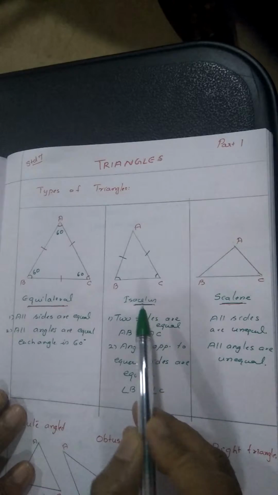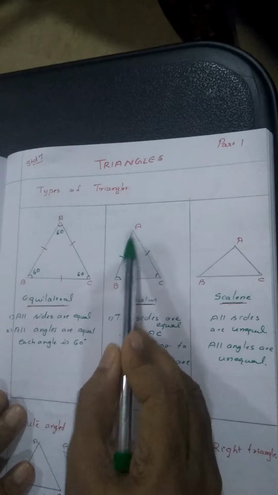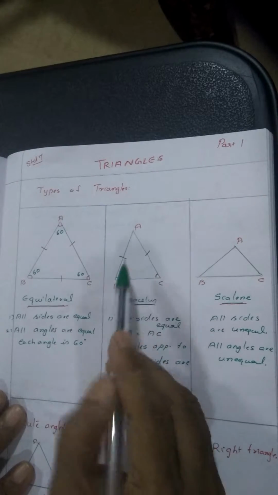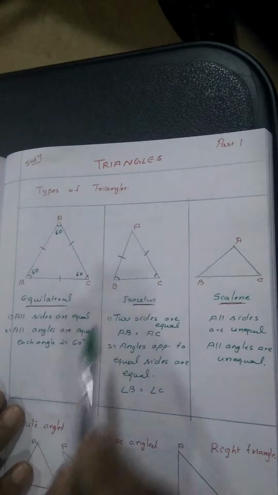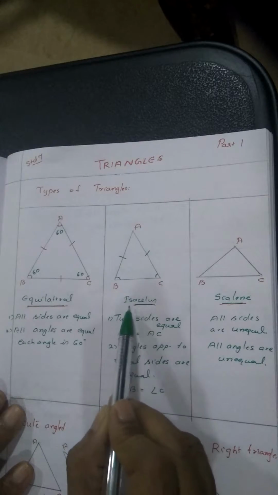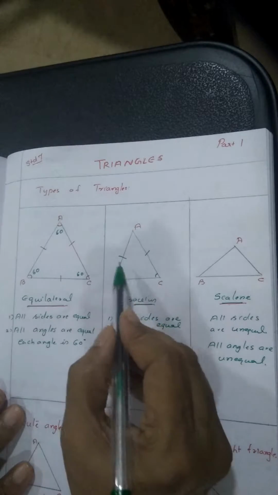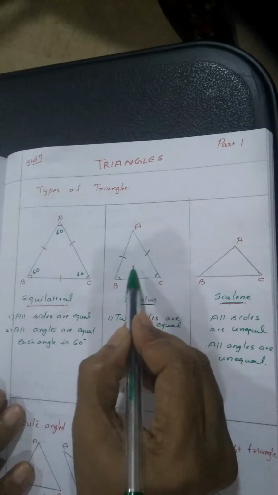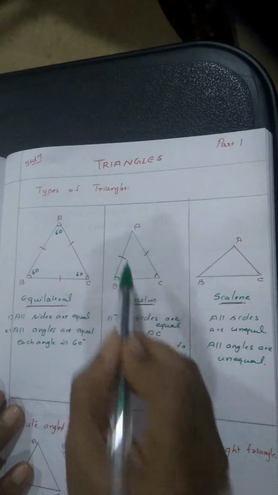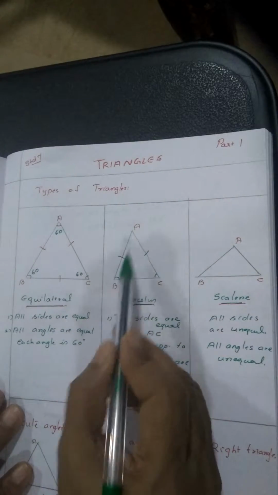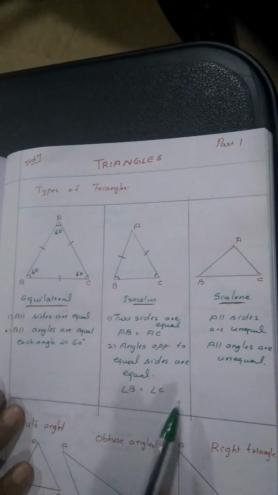This is an isosceles triangle. Here if you see, I have put a line only on these two sides. That means only AB and AC are equal and BC is of different length. So a triangle having two sides equal is called an isosceles triangle. Another property of an isosceles triangle is that angles opposite to the equal sides are equal. That means if AB and AC are equal, then angle B and angle C are equal.